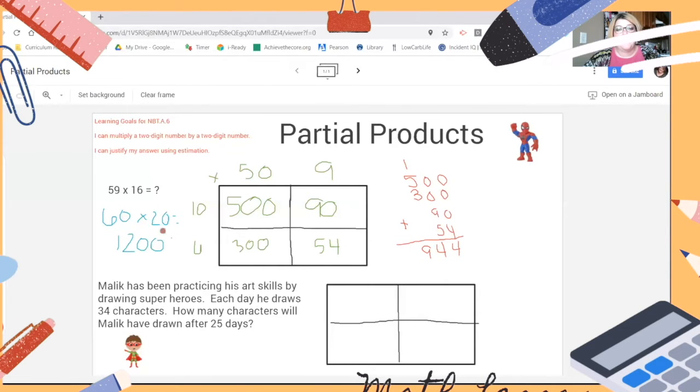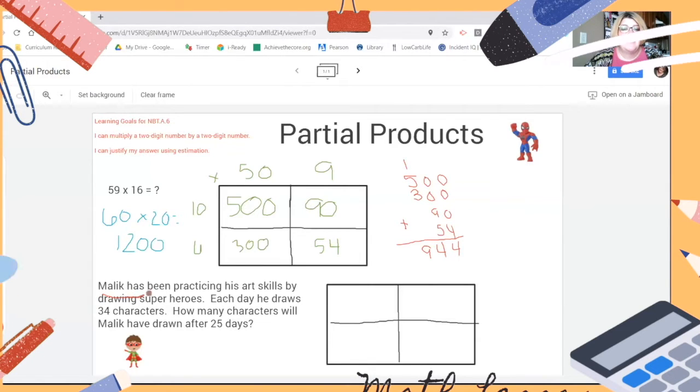My estimate was 1,200. And since we are estimating, that is actually not too far off. We did round both of those numbers higher, which would give our estimate a higher number. So we can be assured that that is okay. If our answer had only been 244, we would want to rethink our estimate. We did something wrong. Okay, now let's move on to our word problem.